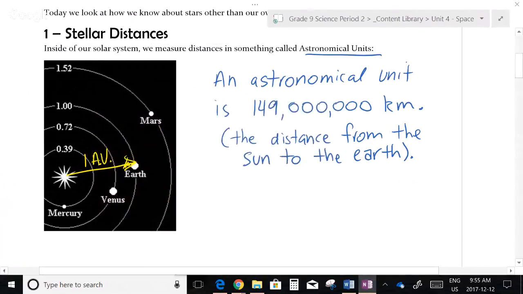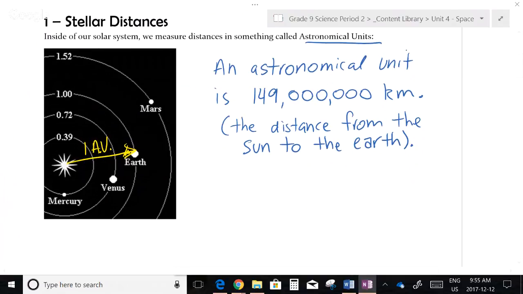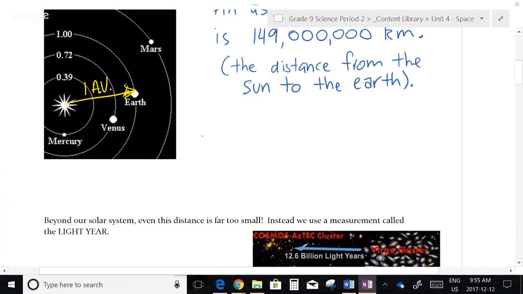All right. So if you look here, within our solar system, that is a very effective measurement of distance. Does that make sense? So that would make Earth 1 astronomical unit. Mercury, the closest planet, is 0.39. Venus, 0.72. Mars, 1.52. You could keep going to the outer solar system. So it's a very convenient way for measuring within our solar system.